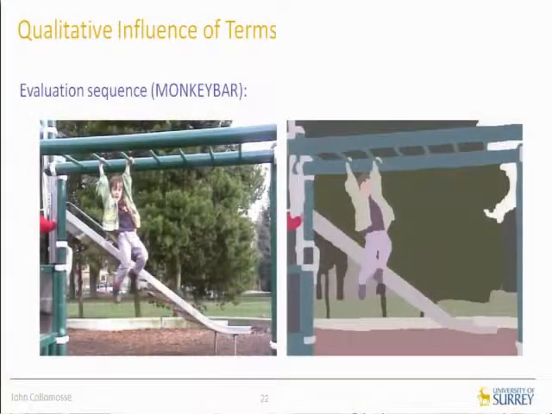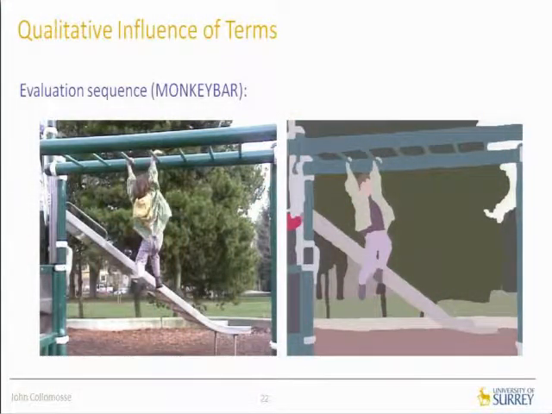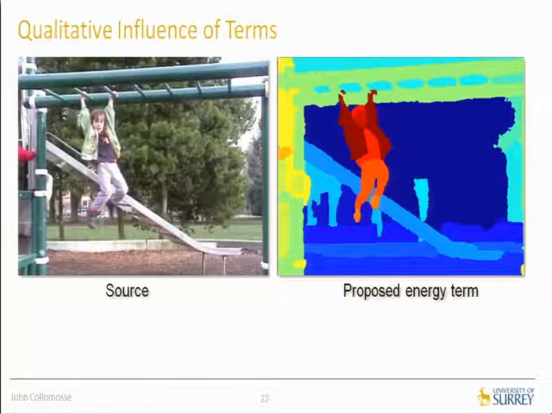I'm just going to give you a preview of the output of this algorithm, and I haven't described the motion propagation yet, just the static term. This is the source, and this is our output. Thanks to Michael Cohen for releasing this data set. So this is a single frame, the source and our proposed energy term.